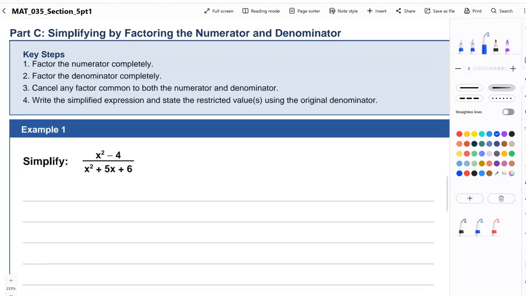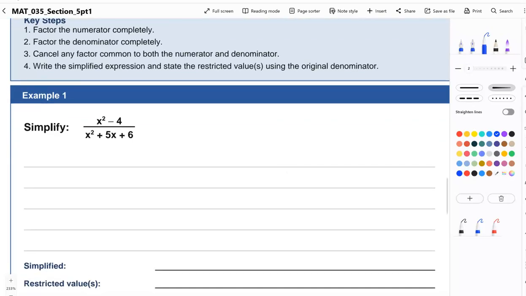Okay, so let's make it a little more interesting. Let's say we've got x squared minus 4 all over x squared plus 5x plus 6. So we're going to factor. So the top's going to be a difference of squares. It factors to x plus 2 and x minus 2. Now I'm going to think about that denominator. So I'm going to write it off to the side. X squared plus 5x plus 6.